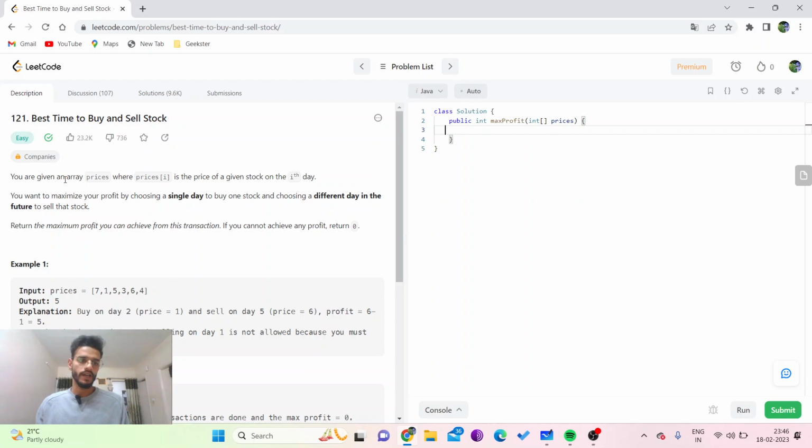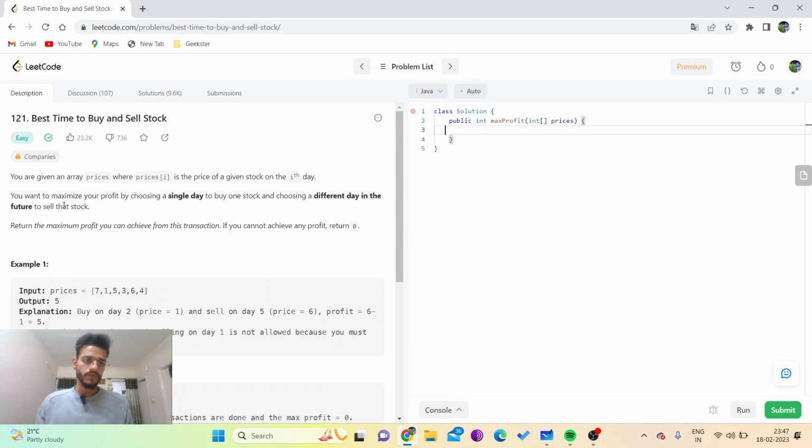You are given an array prices where prices[i] is the price of a given stock on the ith day. So we have one array and the elements of that array are the price of that day. You want to maximize your profit by choosing a single day to buy one stock and choosing a different day in the future to sell that stock.